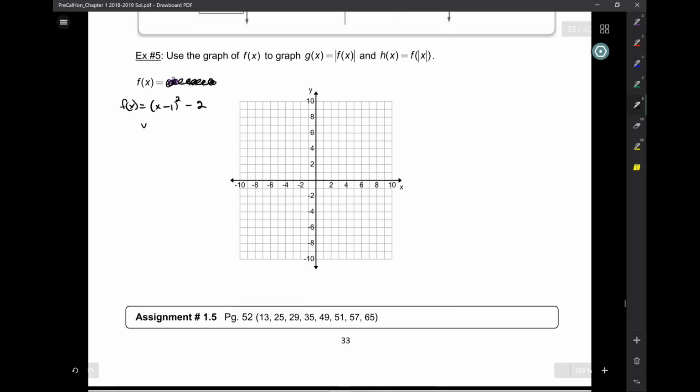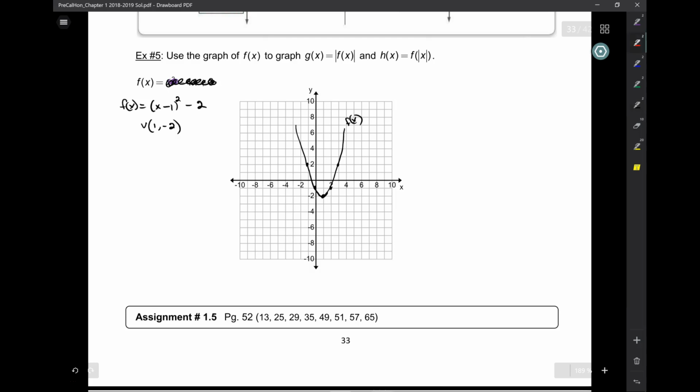Where is the vertex here? 1 and negative 2. So first I'm going to graph f of x. So that's at 1 and negative 2. And this is a parabola. That means if I go over 1, I go up 1. And if I go over 2, I go up 4. Okay, so take a look at how this looks. All right, now I'm going to label this f of x.